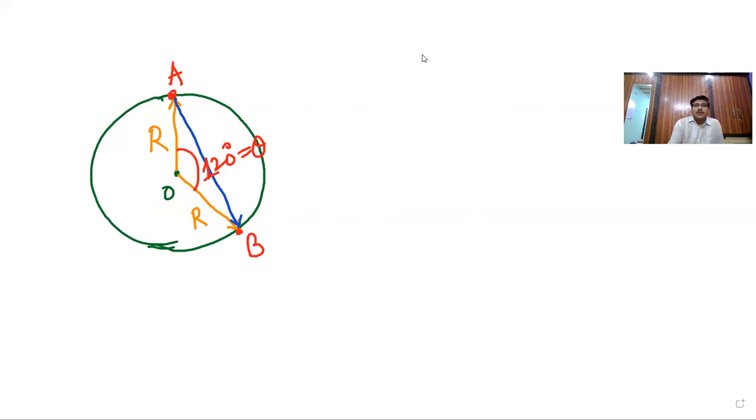Now, can I use the same formula here? OA bar is initial position vector, OB bar is final position vector. Angle between them is theta. Difference of two vectors, I need this AB. So AB bar I require, displacement vector I require. Difference between final position vector OB bar minus initial position vector OA bar. Difference between the two vectors.